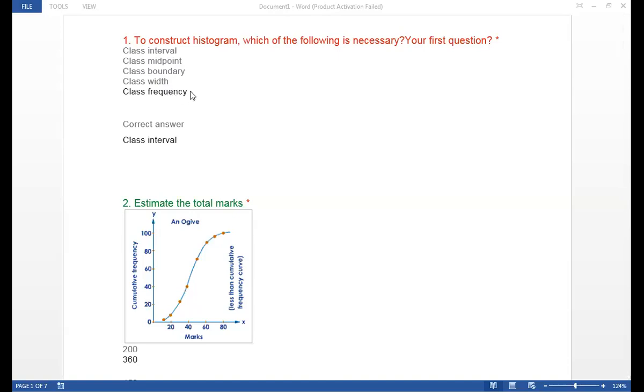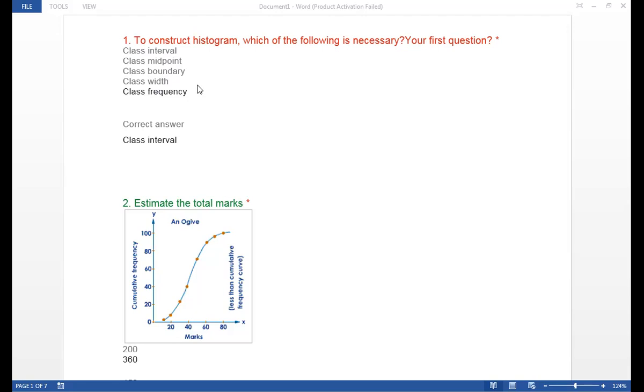Let me tell you that before you can construct any histogram, one thing that is very important that you must have is what we call class interval. Because when you are given the data and your aim is to construct a histogram, you will have to construct a class interval. So class interval is very important in any histogram. Class midpoint, we don't need before we can construct a histogram, just to rule that out.